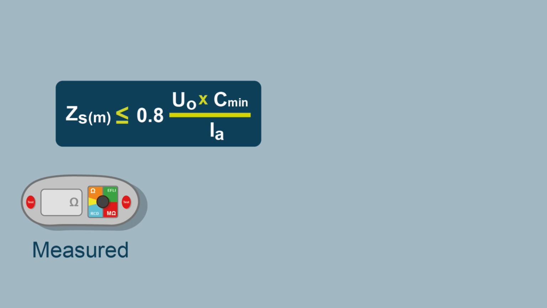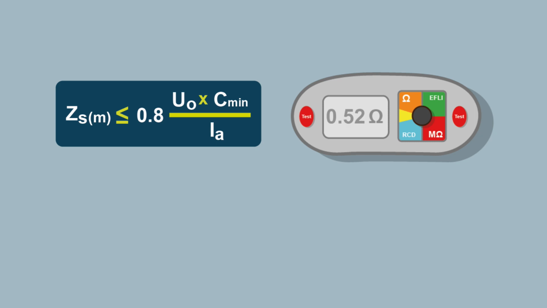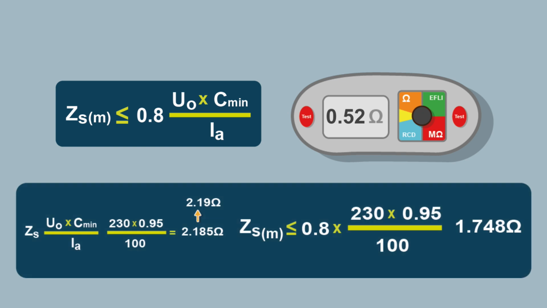Let's have a look at the maths for this. So imagine doing a live ZS test on a socket. So we plug in our tester, we get a ZS reading of 0.52 ohms. And this is how we worked out the maximum ZS reading, remember? 230 times 0.95 divided by 100 gives us 2.185, which we rounded up to 2.19 ohms. Now with this correction factor, 0.8 times 230 times 0.95 divided by 100 is 1.748 ohms.